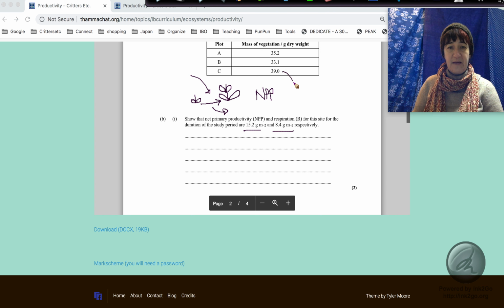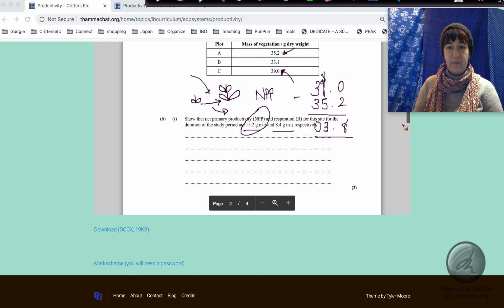And so the plot that was left was plot C, that was just left to grow, and plot A is my initial biomass. So I just take 39 and I subtract 35.2. Okay, so this is going to come out at 8 and 3 and 0. So now I've got 3.8. But this doesn't match what they've told me here. And this one should be 15.2.